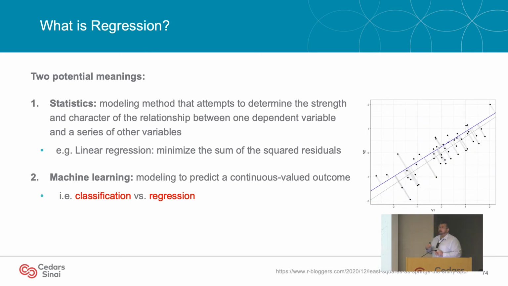But then you go to machine learning, and whenever you hear regression, we're almost always talking about a continuous value prediction versus classification.